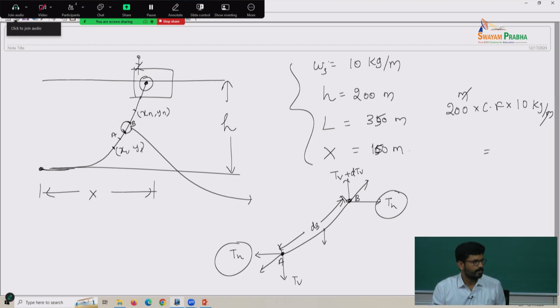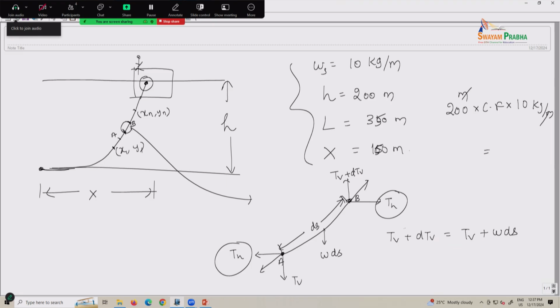We told it W, correct? So this will be multiplied with the ds, that will be the net load acting downward, is that correct? So W into ds. Now let us do the force balance for this. TV plus dTV equal to TV plus W into ds, is that correct? The net vertical activities, correct? So this TV will be gone, so dTV you are getting as W into ds, is that right, sir?